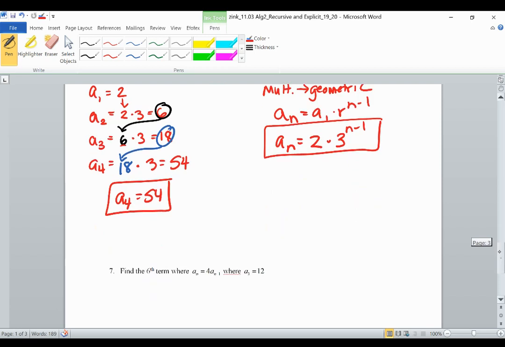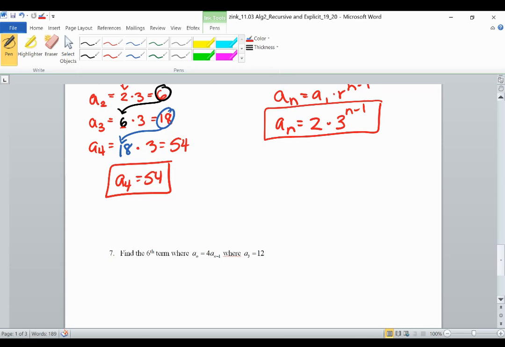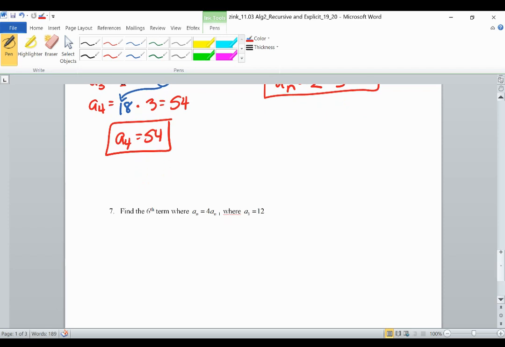All right, and then number 7 says, so this one's a little trickier. Find the 6th term where a sub n equals 4 times a sub n minus 1 and a sub 3 equals 12. This one's different because I didn't give you the first term. I gave you the third term, a sub 3. We want to find the 6th term. We still have a recursive sequence, so we still need to go in order. We're just going to start at 3. So a sub 3 is 12.